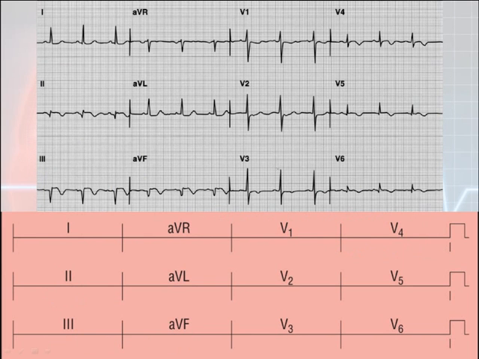One more here. It looks like we have another one that has some inferior involvement. It looks like leads 2, 3, and AVF all have involvement. 2 is inferior, 3 is inferior, AVF is inferior. Whoops, supposed to be an I.